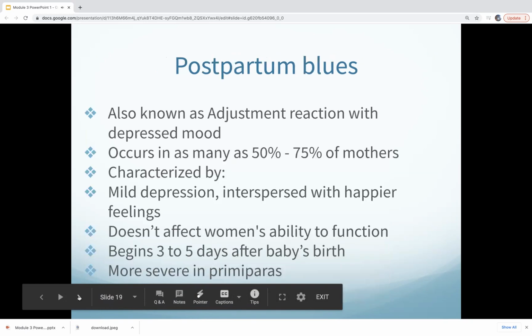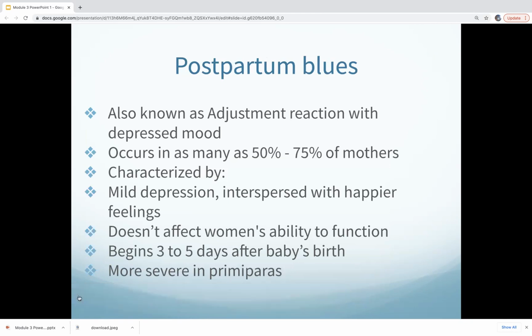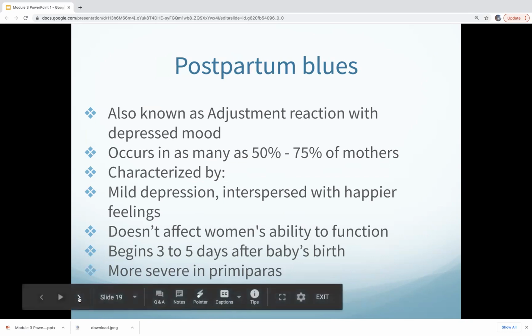All right. So postpartum blues. Postpartum blues is also known as adjustment reaction. Baby blues, you've probably heard that. It occurs in up to 75% of women. It's mild. It begins about 3 to 5 days after, and you see this more in first time moms.